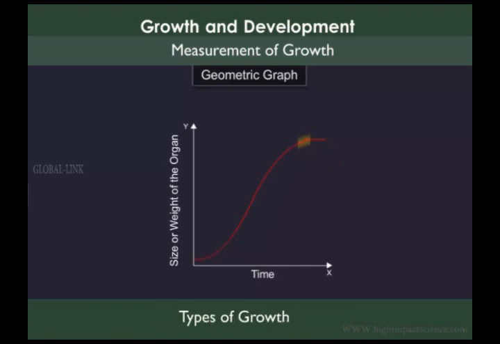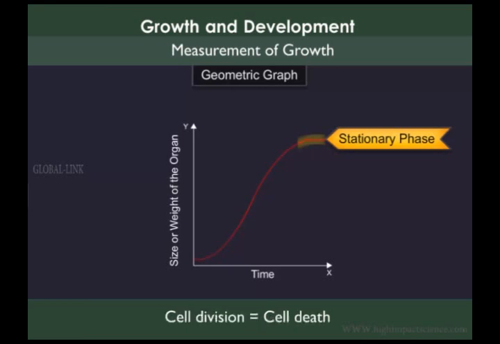Then finally, net growth ceases altogether in the plateau or stationary phase. Here, the rate of cell division equals the rate of cell death, and nearly all the cells have differentiated.